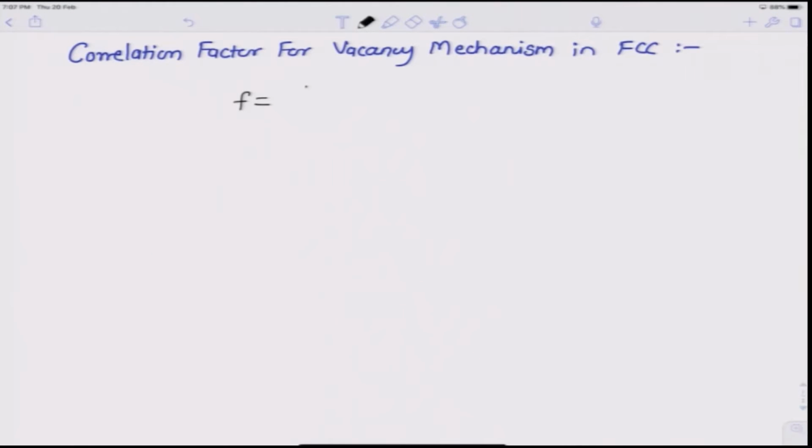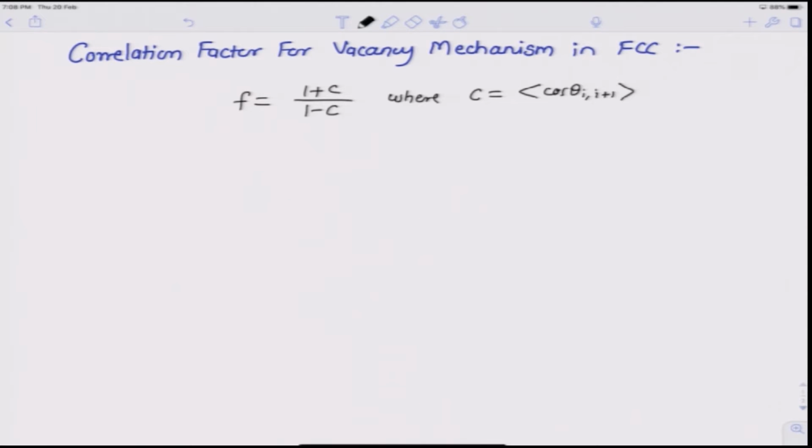So, we got the expression for correlation factor as F is equal to 1 plus C over 1 minus C, where C is nothing but the average of cos theta of successive jumps for all the atoms. Now, let us try to evaluate this for FCC.